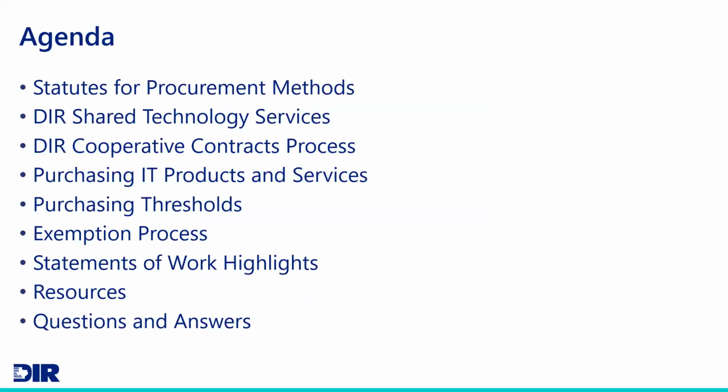Our agenda for today, we're going to talk about some statutes for procurement methods. We will talk about our shared technology services program. I'll also cover our cooperative contract processes. We'll talk about how to purchase IT products and services through DIR. We'll briefly cover some procurement thresholds. We'll talk about the exemption process. I'll provide some statement of work highlights, and then I will leave you with some resources that hopefully allow your jobs to be easier through DIR.